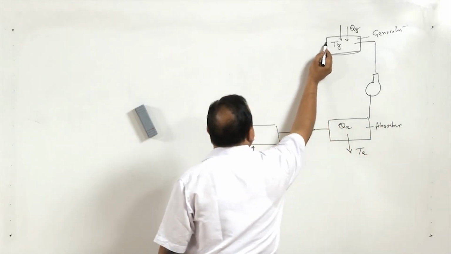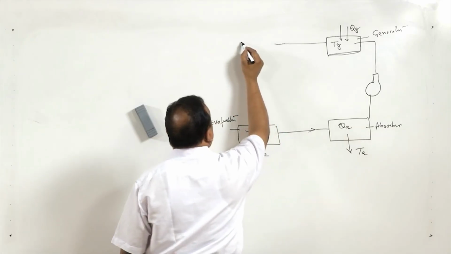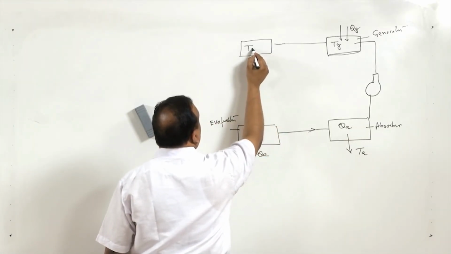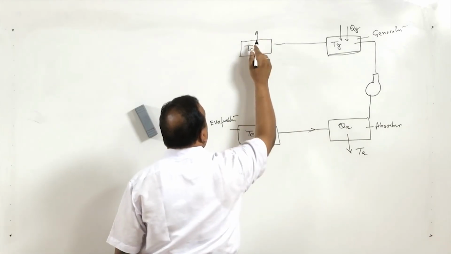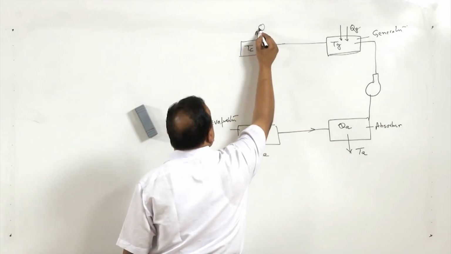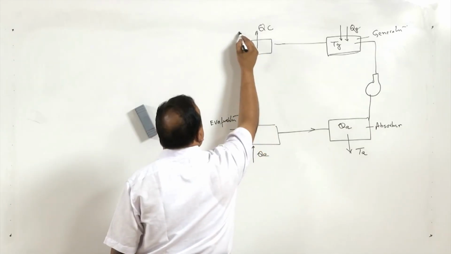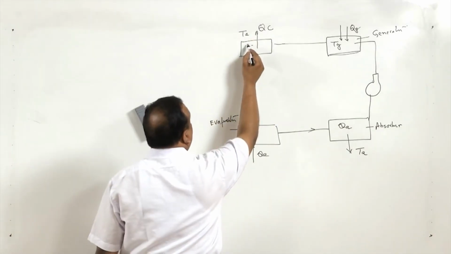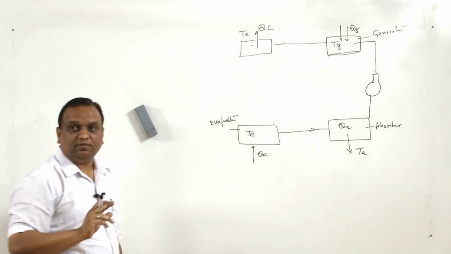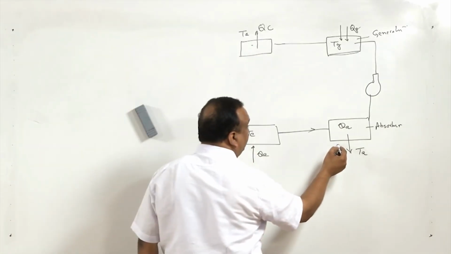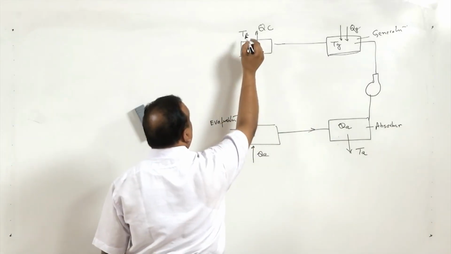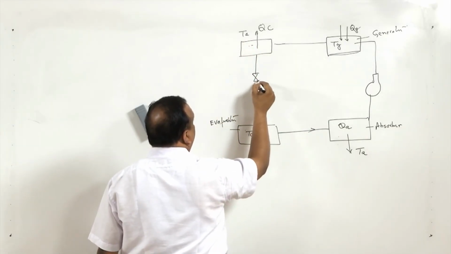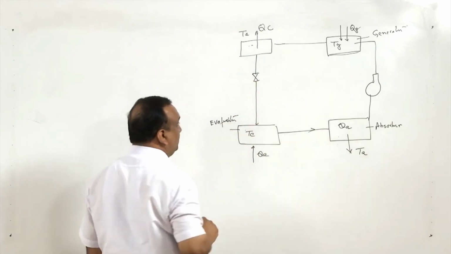Now, after generator, as in the case of vapor compression system, it goes to the condenser, and in condensation also the heat is rejected, Q condenser, and outside temperature is TA, ambient temperature. And we assume here that the temperature difference between the condenser and outside is negligible. Now, after the condenser, it goes to the expansion valve as usual and then to evaporator.